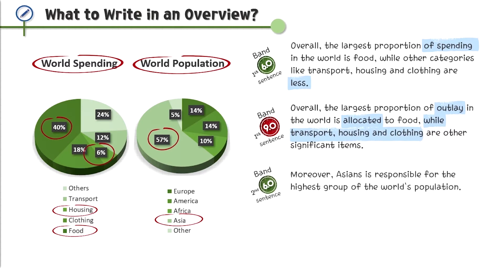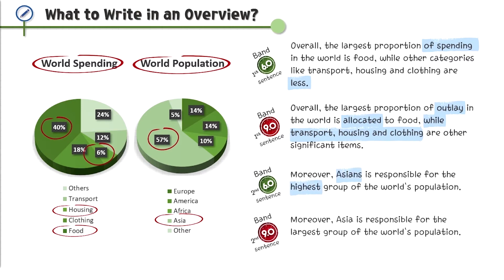Moreover, Asians is responsible for the highest group of world's population. Also, in Band 6 second sentence, it also tried to describe the second main feature, but made mistakes in the use of Asians and highest. Moreover, Asia is responsible for the largest group of world's population. So in Band 9 second sentence, we changed the word Asians to Asia and highest to largest. Now, our overview is a Band 9 because it clearly describes the two main features in the pie charts.